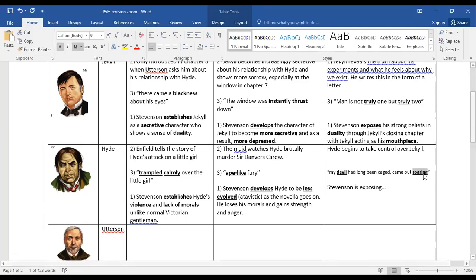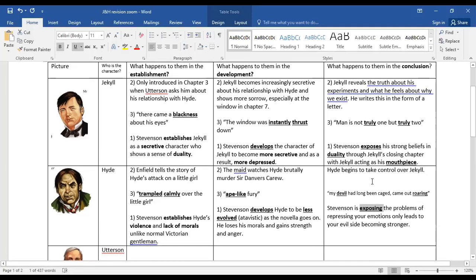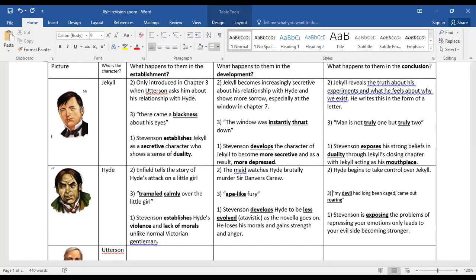The idea of the devil is really important, that he's no longer just someone evil. He is literally Satan personified. And the fact he is roaring shows the increasingly violent nature that we've got. With the ending, Stevenson is exposing the problems of letting your evil side become stronger. So that is your final point: he's stoic to begin with, he becomes increasingly violent, increasingly angry, and then at the end he's almost like the devil. That's your first sentence, that's your second sentence, and then you would analyze each of those in turn.